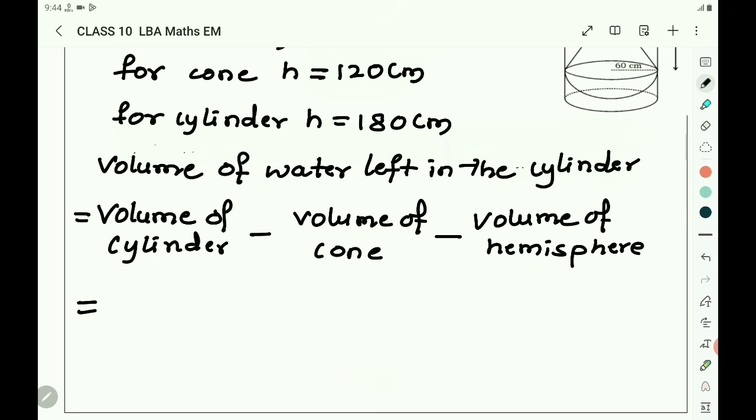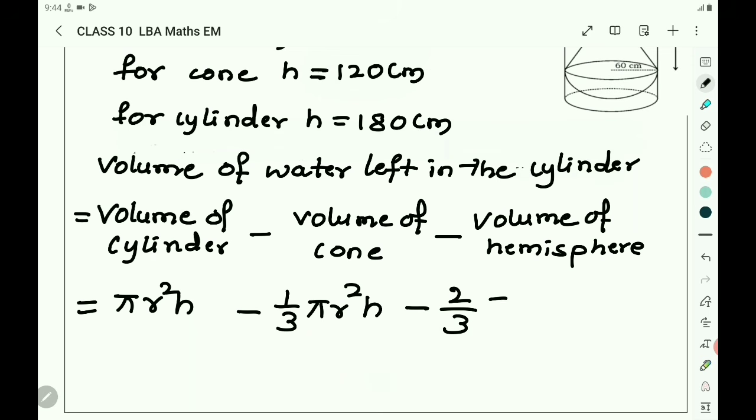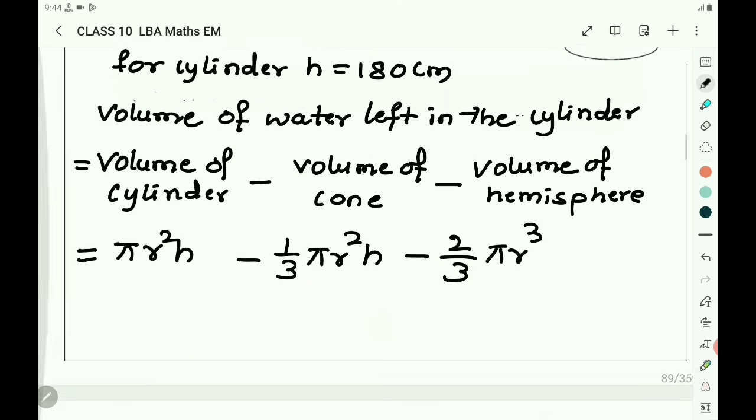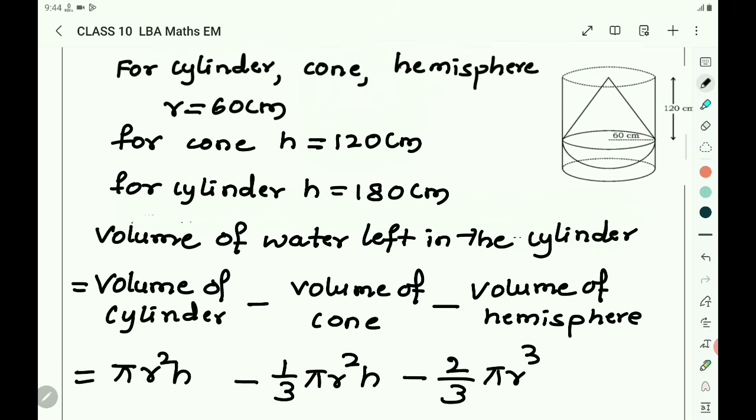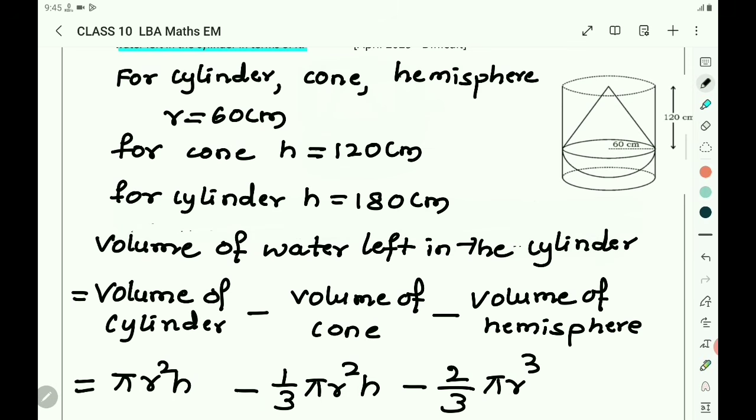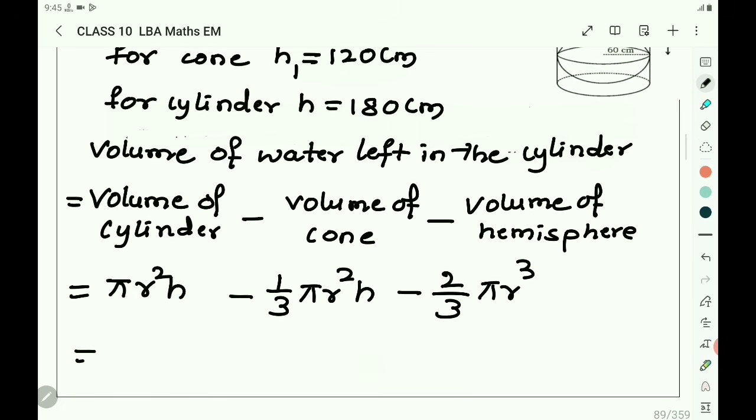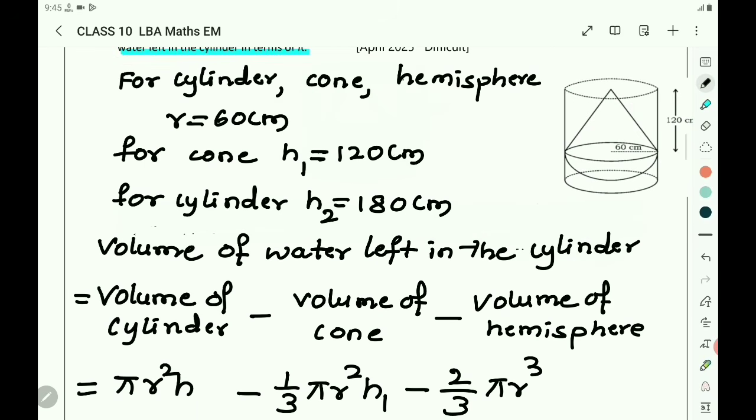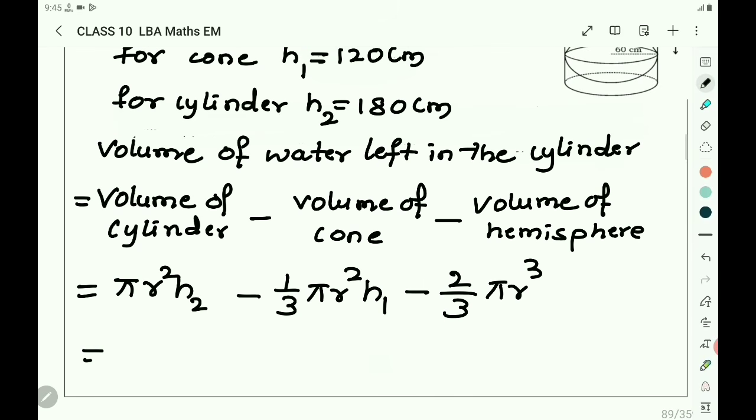Next, write the formula for each. Volume of cylinder is pi r square h, volume of cone is 1 by 3 pi r square h, volume of hemisphere is 2 by 3 pi r cube. Now here for the cone let us take H1, so you write H1 here. For the cylinder, H2, write H2 here.